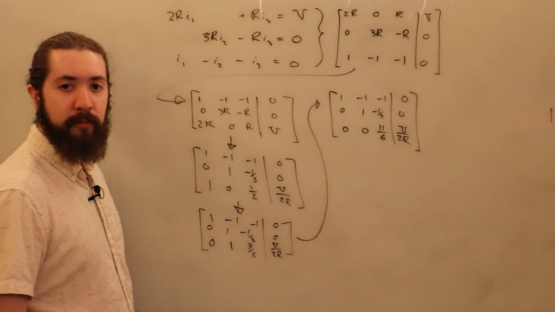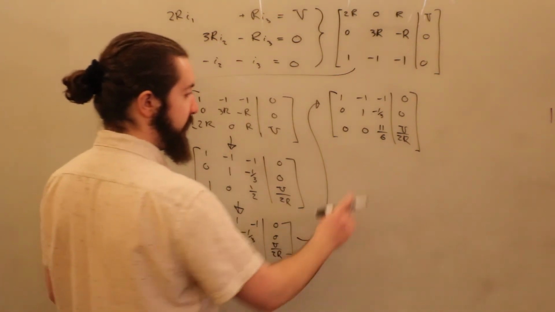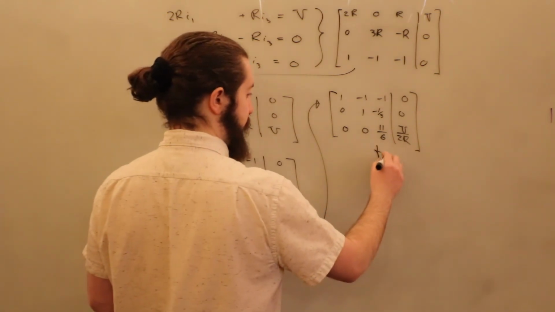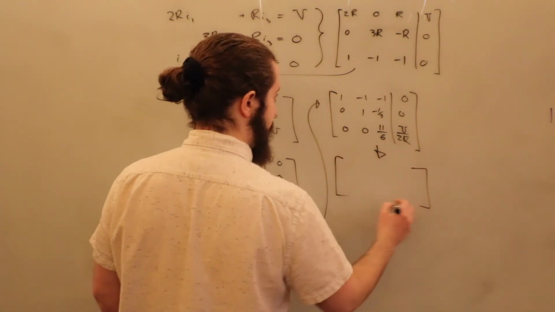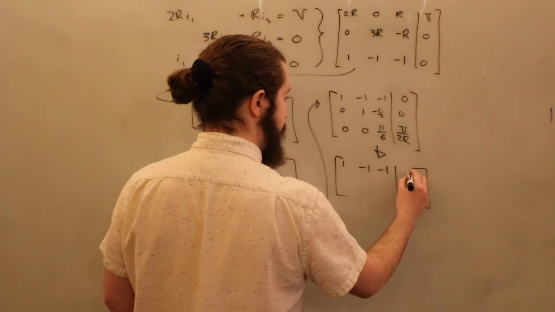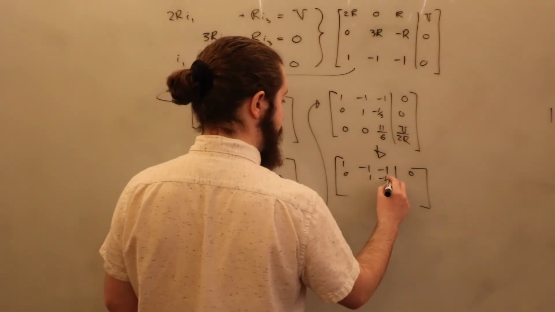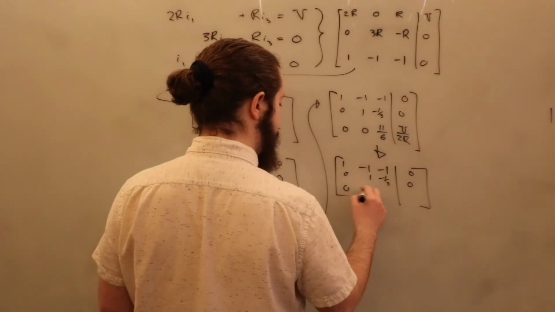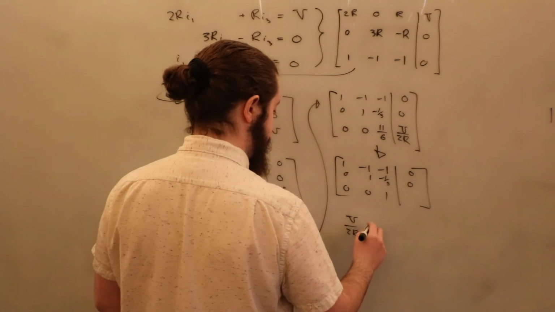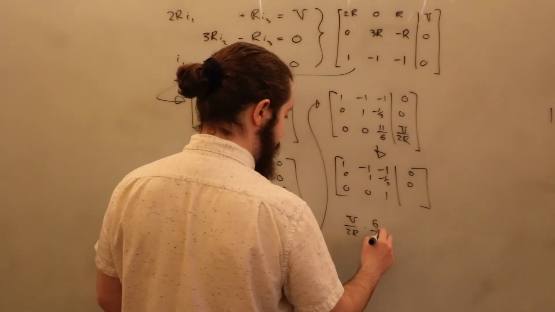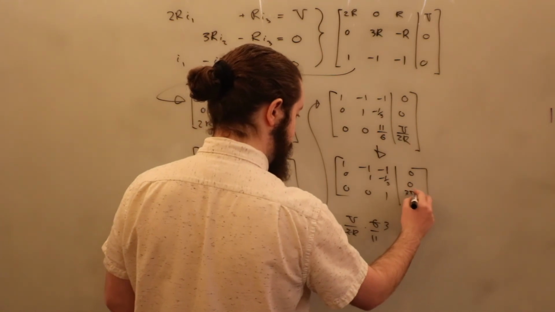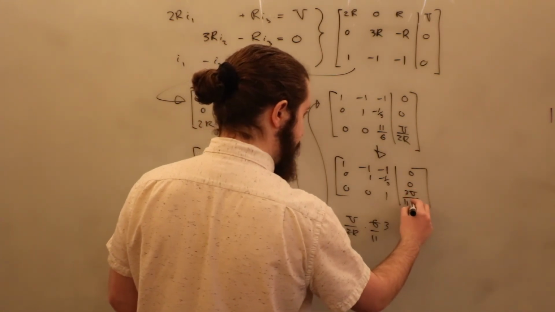All right, and one more step to put it into row echelon form. We just need to divide out this last row by 11/6. And that will give us 1, negative 1, negative 1. 0, 0, 1, negative 1/3, 0, 0, 0, 1. And what is V over 2R divided by 11/6? It's going to be times 6 over 11. We will have 3V over 11R.